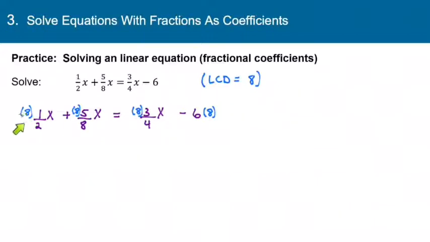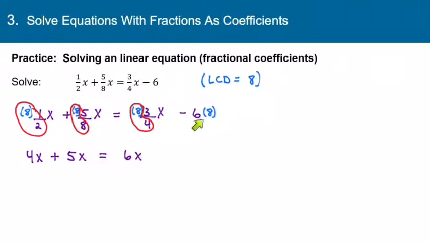Now let's take advantage of our simplifying here. 8 divided by 2 is 4. That 4 times 1x gives us 4x. Here 8 divided by 8 is 1. That 1 times 5x gives us plus 5x. On the right side, 8 divided by 4 is 2. That 2 times this 3x gives us 6x. And out here, minus 6 times 8 gives us minus 48.